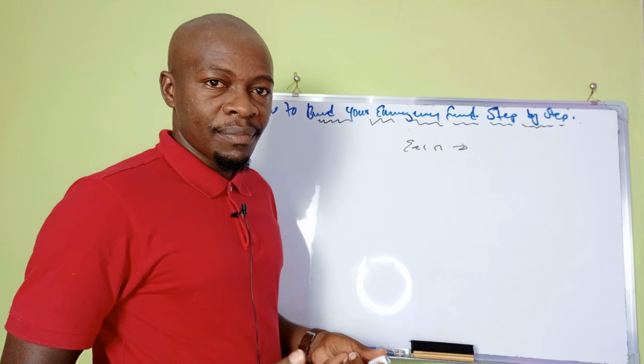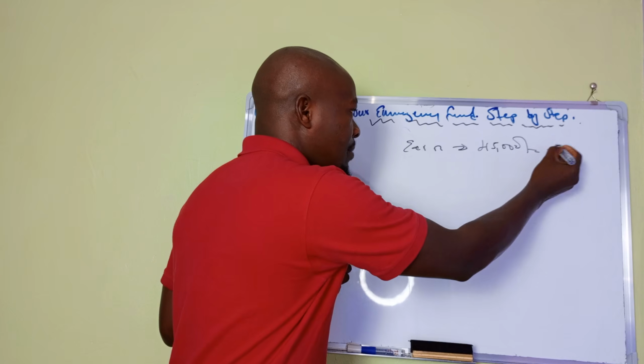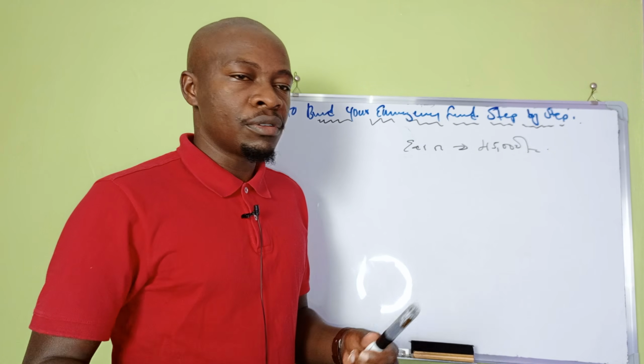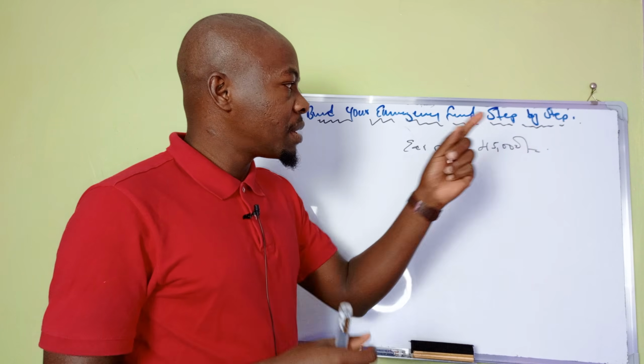I'm going to use an example here. For example, say you earn 45,000 a month. That's the money you earn. Use any amount of money that you earn, even if you make 1 million bob or 10,000, use what you have. Just borrow the concept. Let's say you make 45,000.